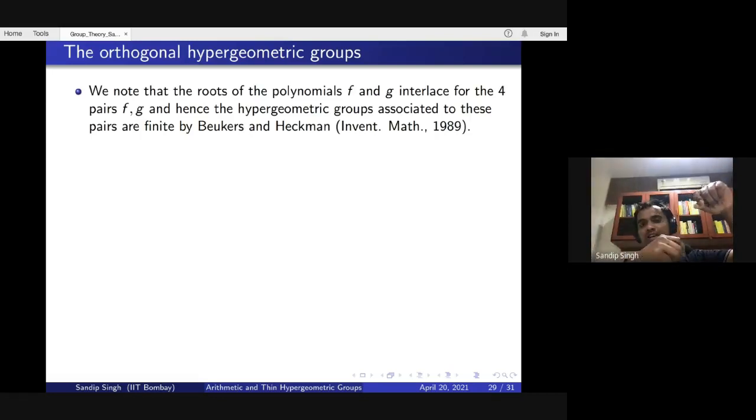Like if alpha and beta are numbers between 0 and 1, we can always arrange them so that alpha 1 is less than or equal to alpha 2 is less than or equal to alpha 3, and so on, and beta 1 is less than or equal to beta 2 is less than or equal to beta 3, and so on. So interlace means alpha 1 is less than or equal to beta 1 is less than or equal to alpha 2 is less than or equal to beta 2, or the other one, beta 1 is less than or equal to alpha 1 is less than or equal to beta 2, and so on. If either of those two conditions happens, then this hypergeometric group is a finite group.